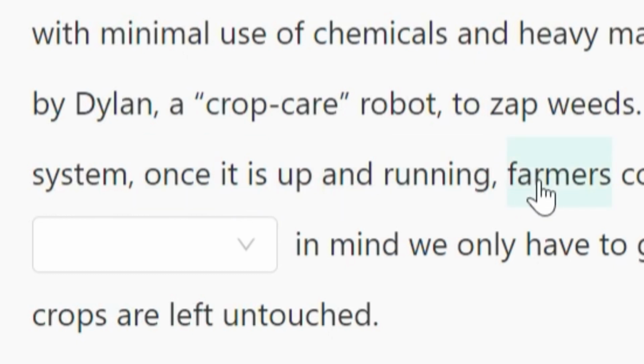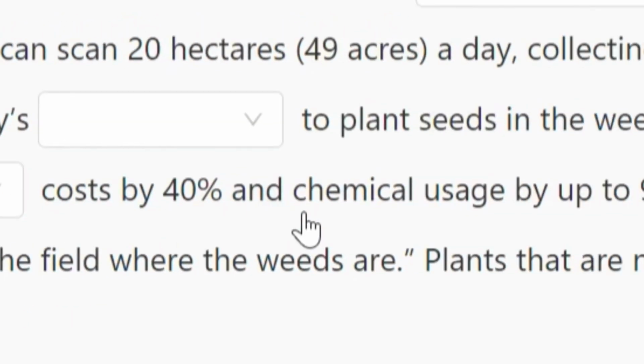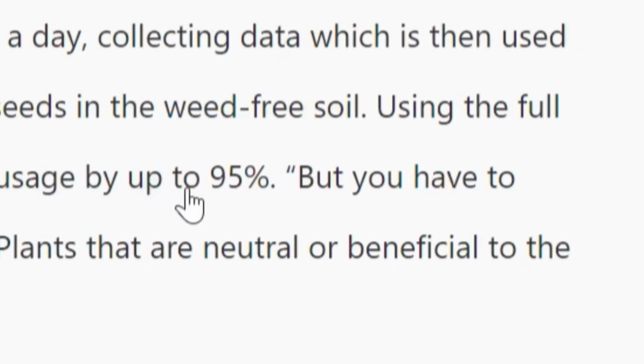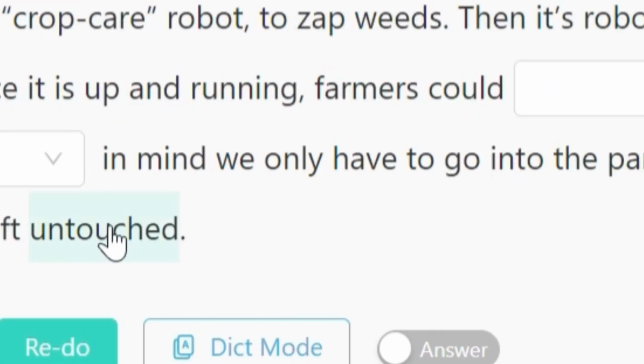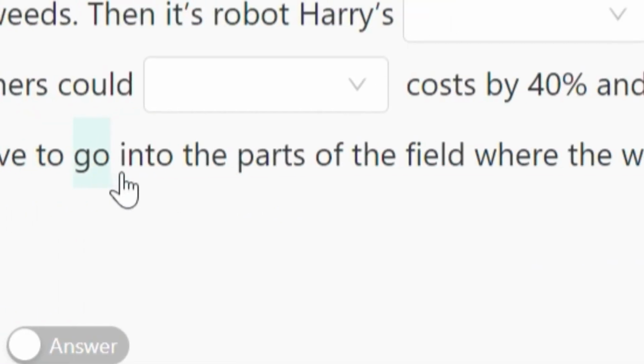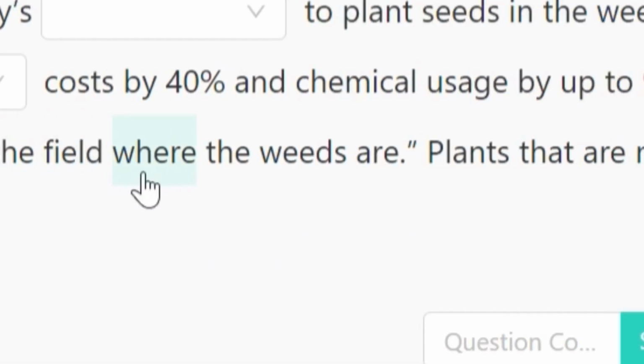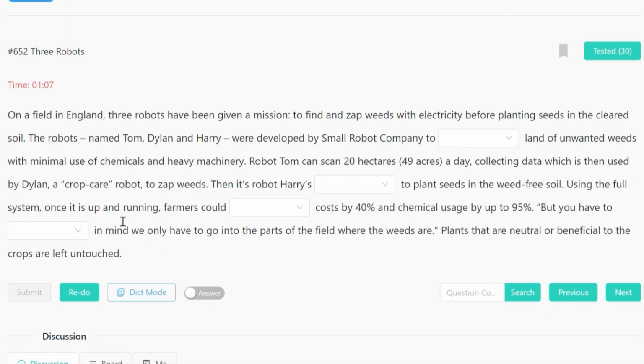Once it is up and running, farmers could cut costs by 40% and chemical usage by up to 95%. But you have to bear in mind we only have to go into the parts of the field where the weeds are. So let's see the options here. We have bear, catch, flee, bend. And we know that collocations are words that go together. And because they've been used over time, they sound better when they're said together.